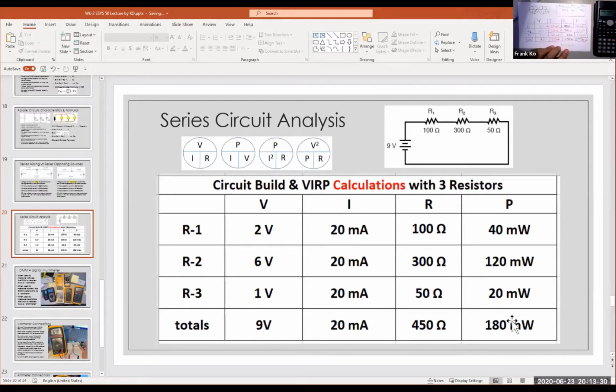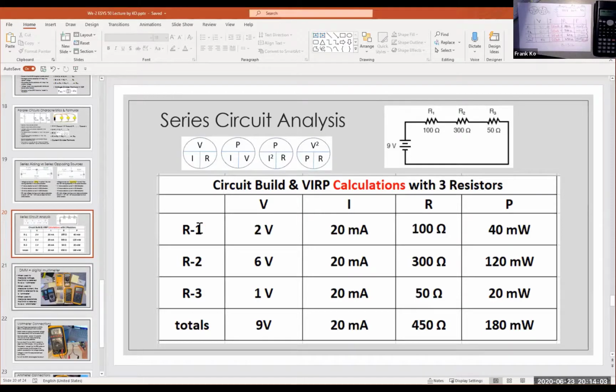Do they add up to be the 180 milliwatts? Yes. Bingo. I love the VIRP chart. We call this the VIRP chart, V-I-R-P. And so when we do our analyses for our circuit builds, you will be using this method. Create a simple chart, columns and rows identical to what we've done, and then use your circle formulas, fill things in, but you always start with your freebies. Any questions on this so far?